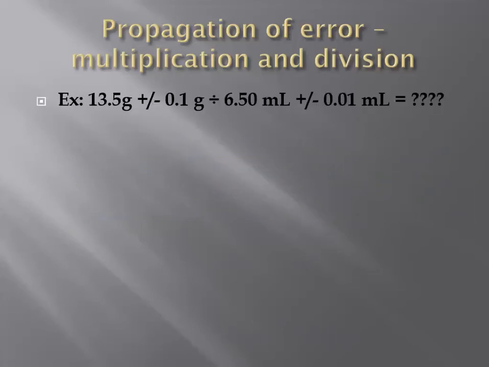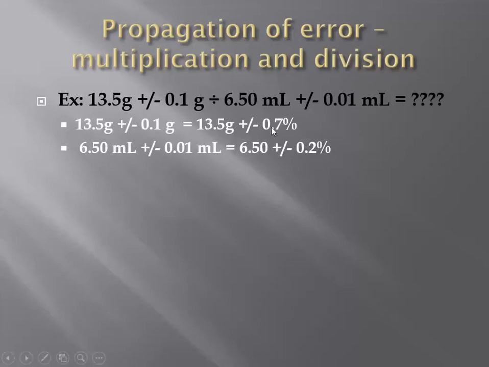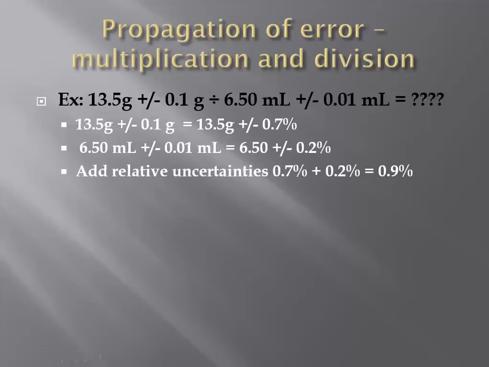But for instance, suppose I'm doing this. So maybe I'm finding a density. I'm doing 13.5 plus or minus 0.1 grams divided by 6.50 plus or minus 0.01 milliliters. Dividing these two, finding a density. So the first thing I'm going to do is I need to add relative uncertainties here. So these are absolute uncertainties, so I need to convert them to relative. So I need to just find the percentage. 0.1 gram divided by 13.5. That's 0.7%. So as a percentage, this number is 0.7% of this number. So that's the relative uncertainty. Same thing here. As a relative uncertainty, this is 0.2%. So in my final answer, my total uncertainty is going to be 0.9%.